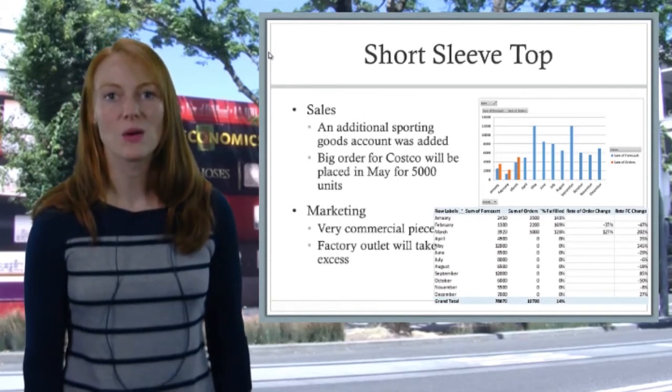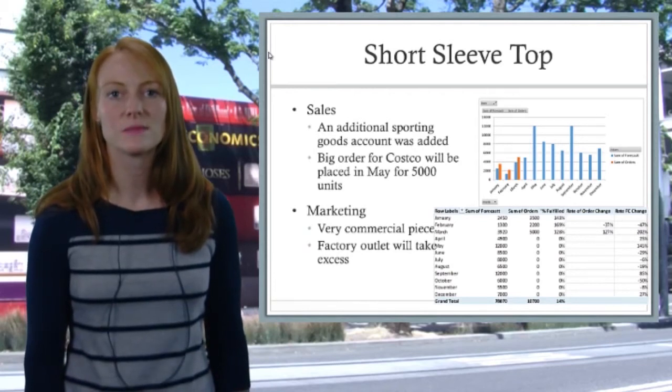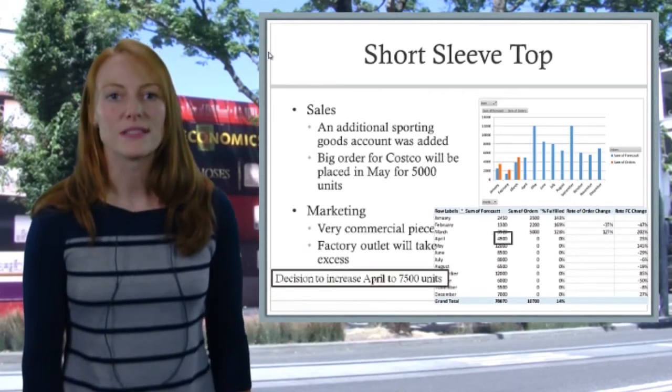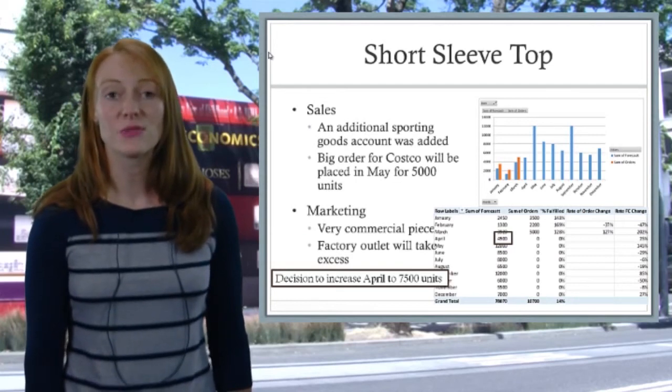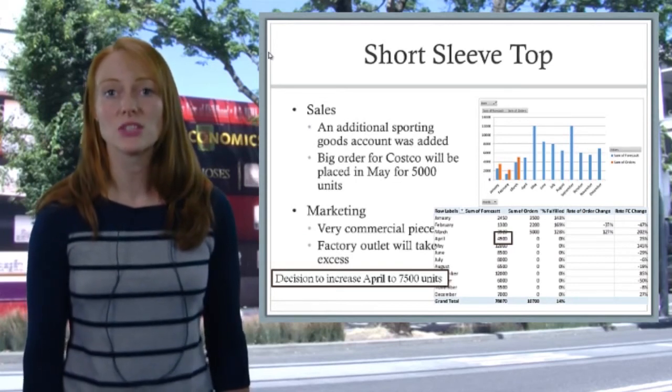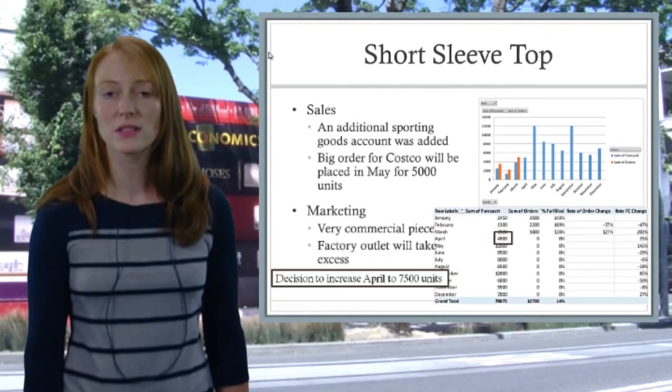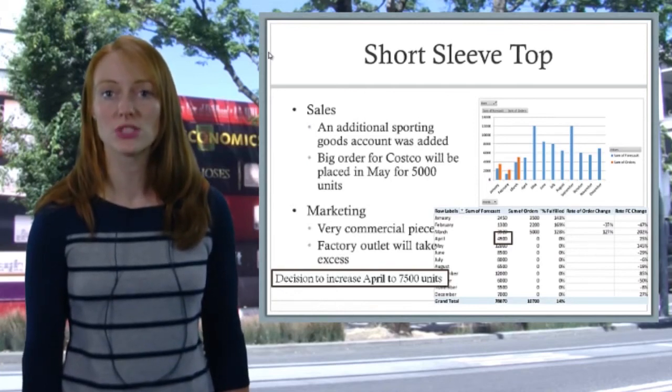So if we look at how we want to reevaluate our forecast, we decide to bring April up to 7,500 units. That'll give us a good increase over our March orders and leave us some room to grow, which is important.